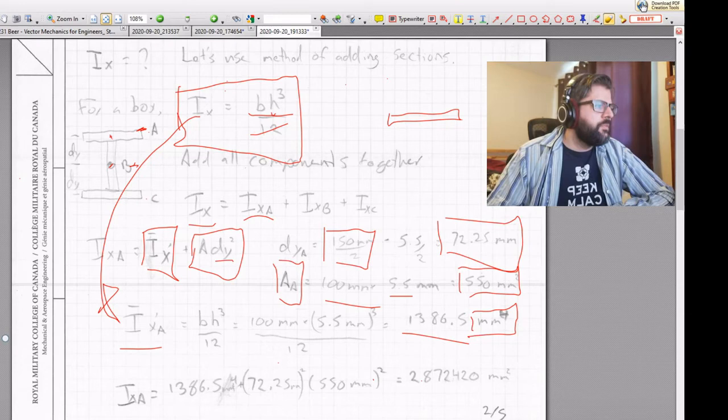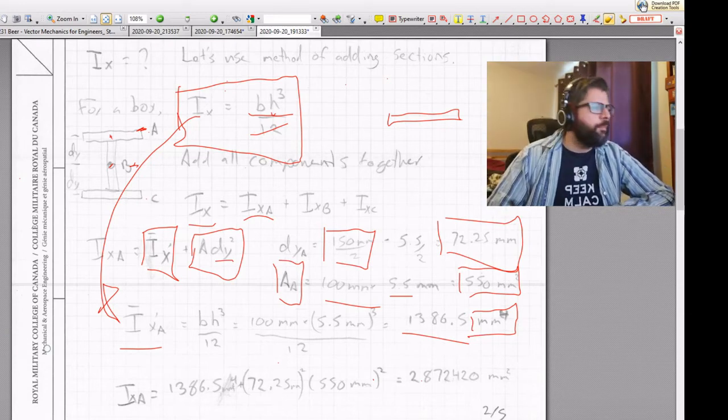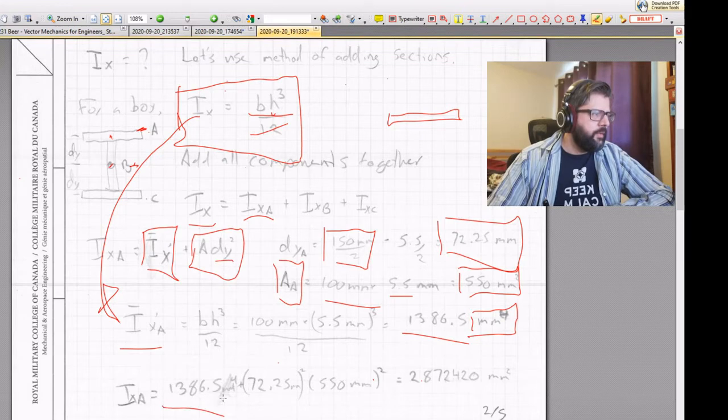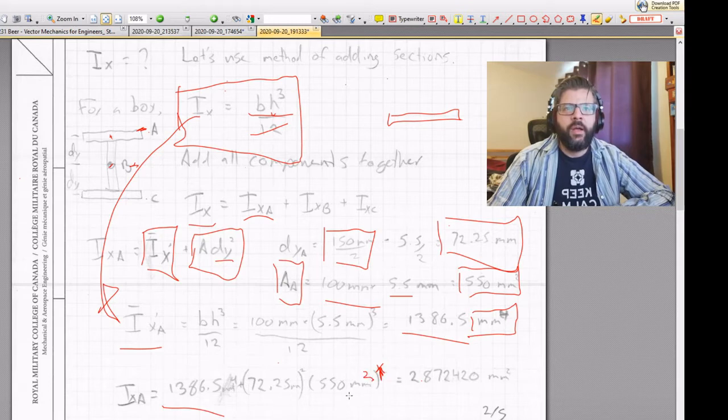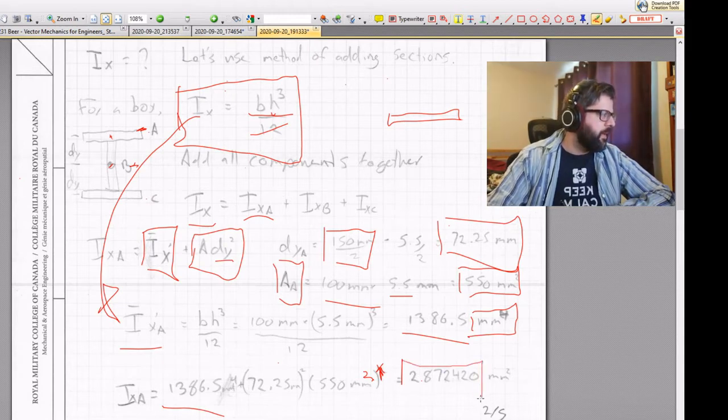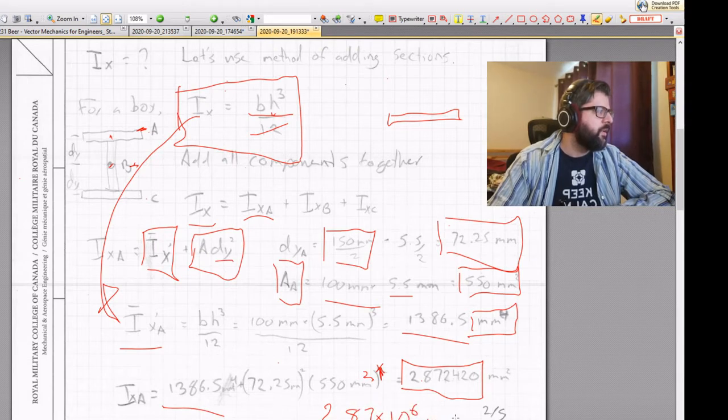So we need to go ahead and add all that up. We've got our Ix prime A of 1,386 millimeters to the fourth, and then we add the y distance we calculated here squared times our area, 550 millimeters squared. I realized I had put the square in the wrong spot here. My apologies, but when I punched it in the calculator, it did it correctly, so the value we get is correct. We get basically 2.87 times 10 to the 6 millimeters to the fourth.